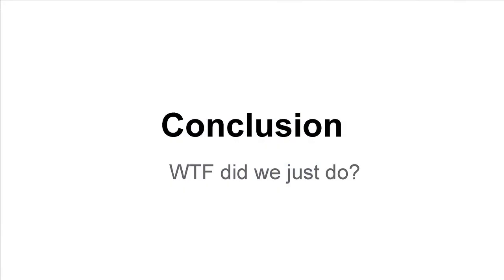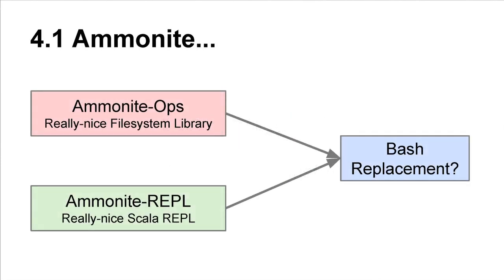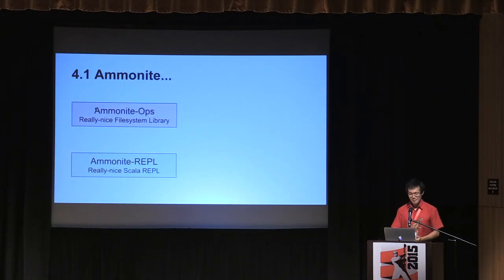So what did we do? I basically wrote two libraries. One is Ammonite-Ops, which is a really nice file system library. I'm using it in a bunch of projects, and I'm even being paid for one of those projects, which is great. The other one is Ammonite-REPL, which is a really nice drop-in Scala REPL, which is also great. Together, you have something that could conceivably be your home at the command line. It's definitely not the next big thing yet, but it could be, it has a chance, whereas the default Python or Scala REPLs don't have a chance.